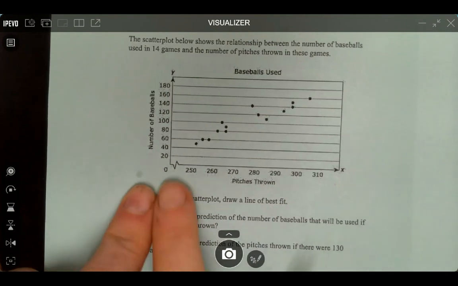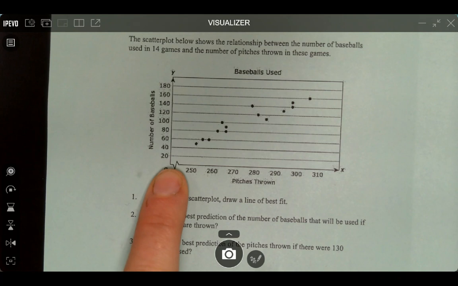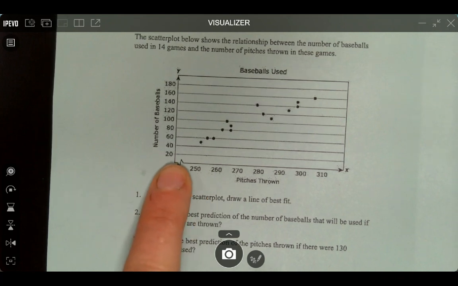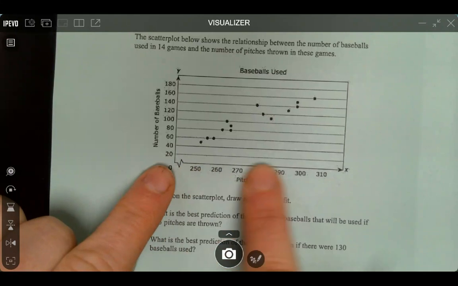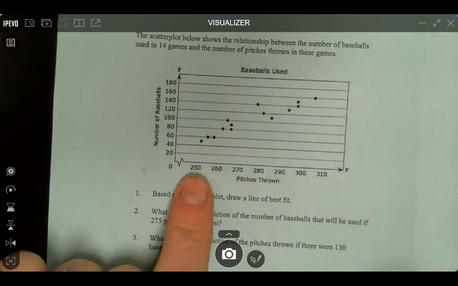It means we're skipping data, anything from 0 to probably about 245 or so. They didn't have any data between 0 and 245 or 250, so they just put this squiggly instead of doing a long blank area. So we're really starting at 250.